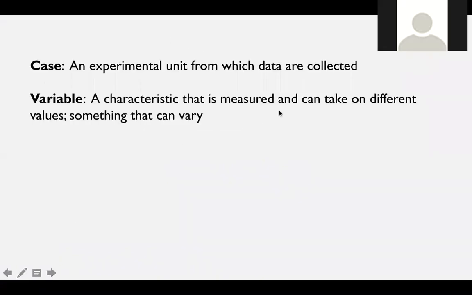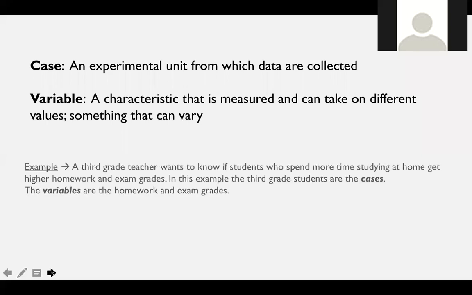All right, so a case is an experimental unit from which data are collected, and a variable is a characteristic that is measured and can take on different values. So they're really just things that can vary. That's what it comes down to. You guys are probably familiar with those by now.